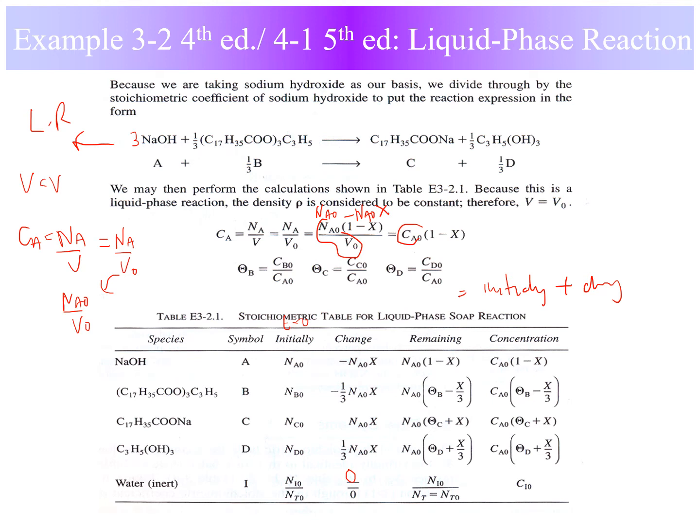Okay, so from here, how do you get the Ca naught? This one needs to be divided with the V naught here. Okay, so that's why you will have this one. Okay, Ca naught semua ni lah.